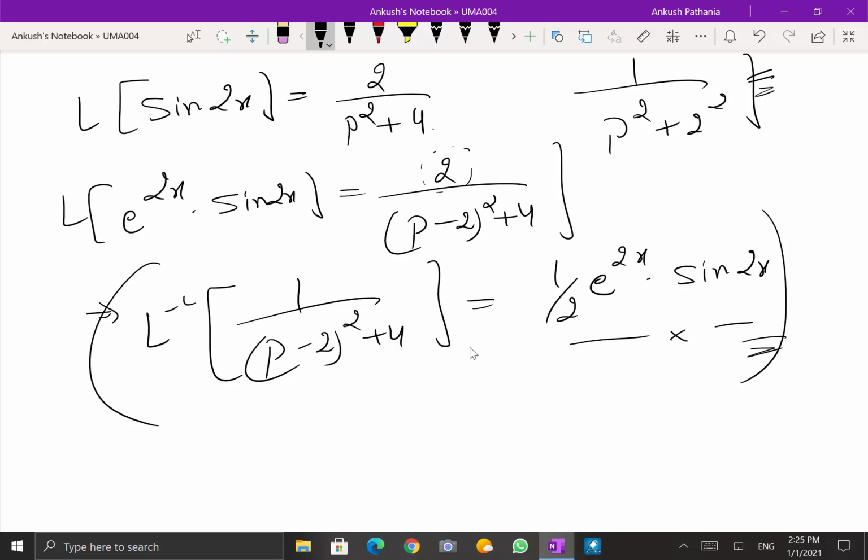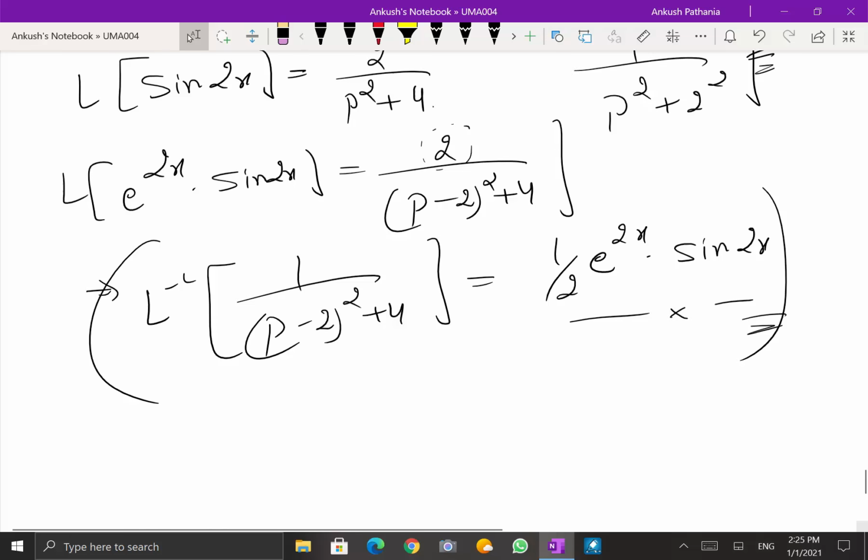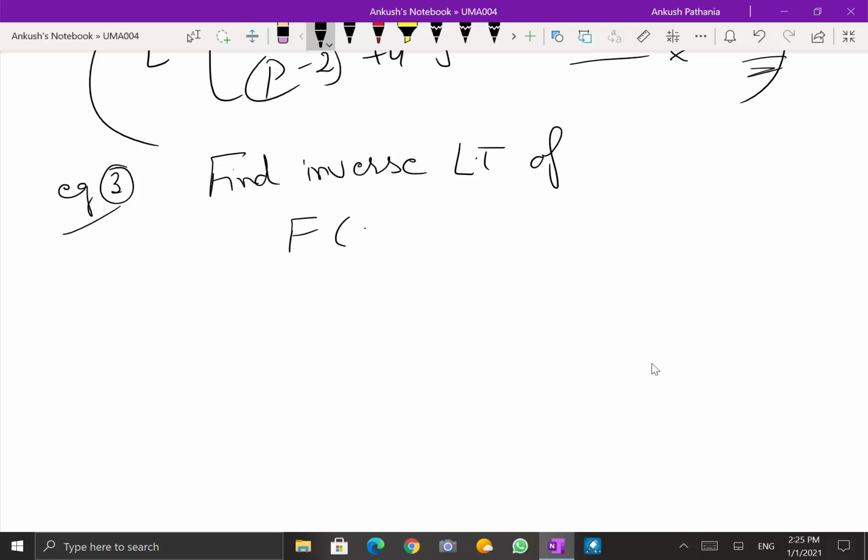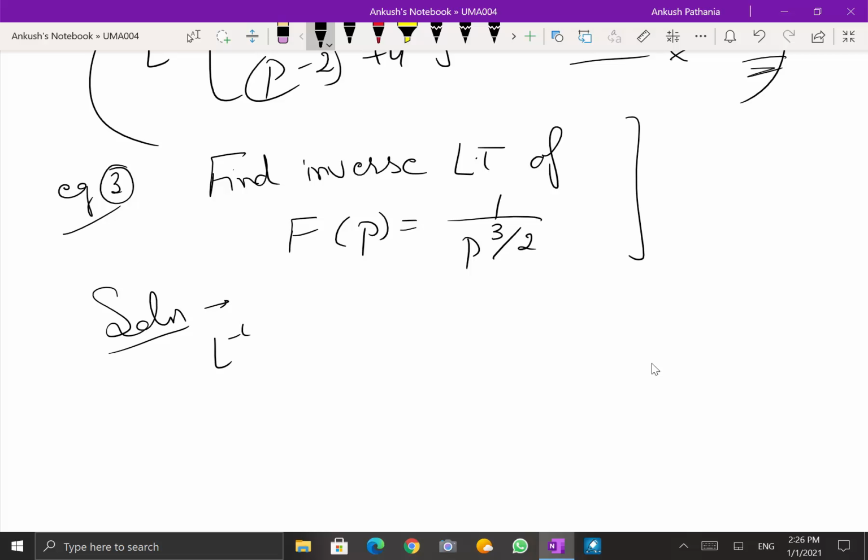Now in the last, there is another example. Yes, here it is. So here you have: find the inverse Laplace transform of F(p) equals 1 upon p raised to power 3 by 2. So its Laplace inverse we have to find, and this is your question. Okay, sorry, I think we did this question earlier. I just missed the question.